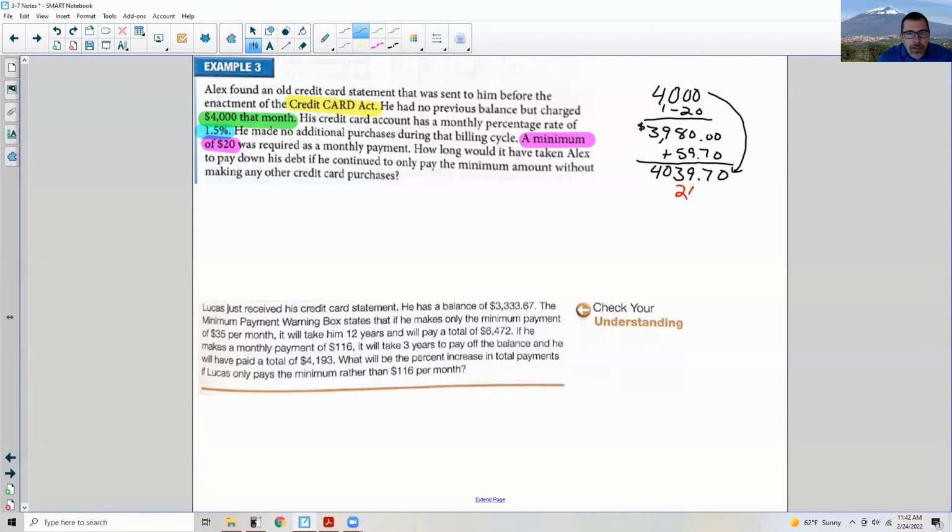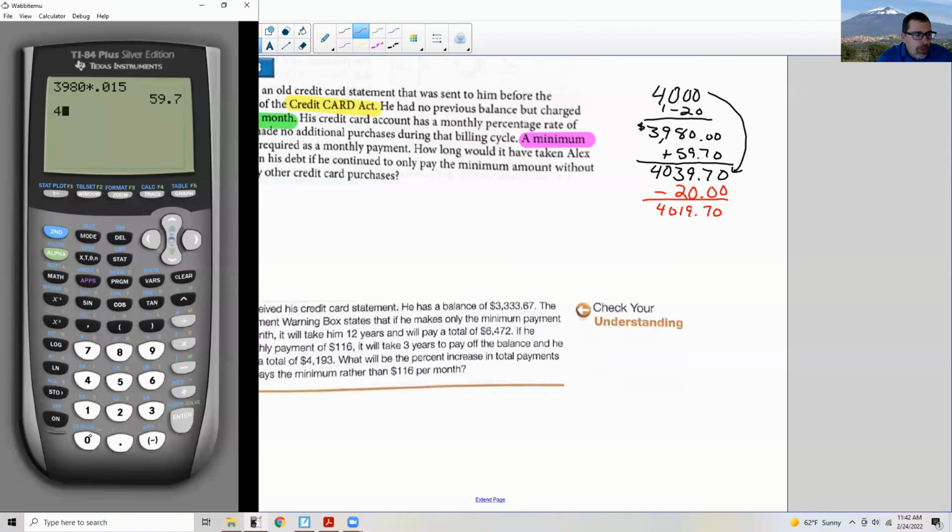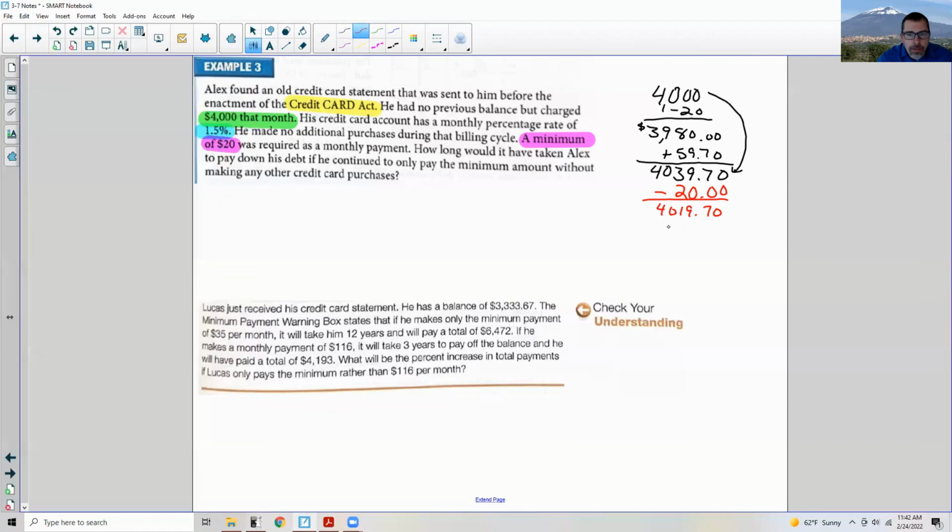So then he pays $20. Maybe the minimum might be a little bit more, but let's say it's still just $20. So now he pays $20 in the next month. Now it's down to $4,019.70. And then I take that $4,019.70 and multiply that by 0.015, and I get $60.30 in interest. So I'm going to add $60.30 in interest, and that is going to get me to $4,080. So look what's happening. If he only pays the minimum, his balance is going up. The Credit Card Act prevents that. It would force this minimum payment to be greater than 20. So if the interest is $59.70 on $3,980, the actual minimum payment should be over $60 to avoid the balance staying the same or increasing.